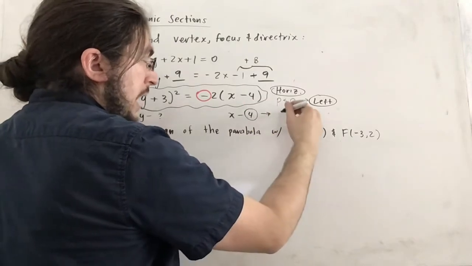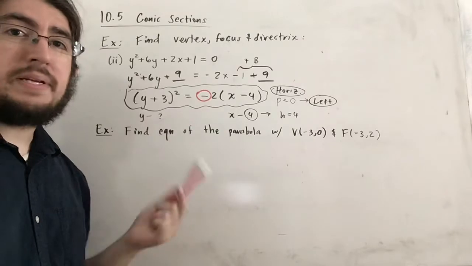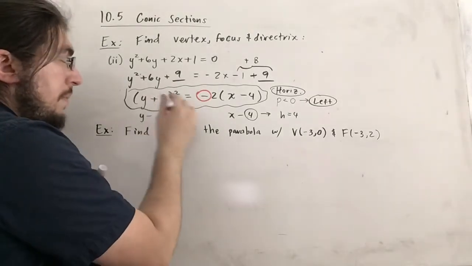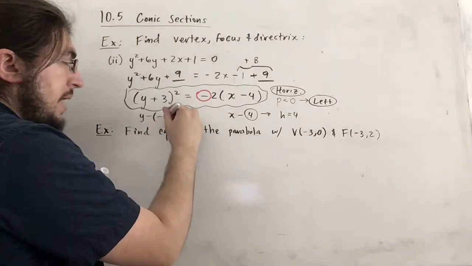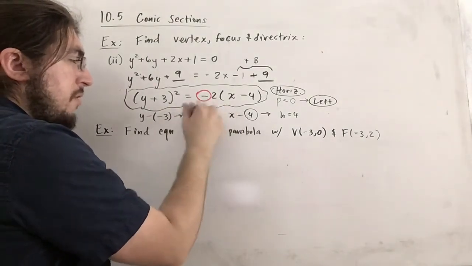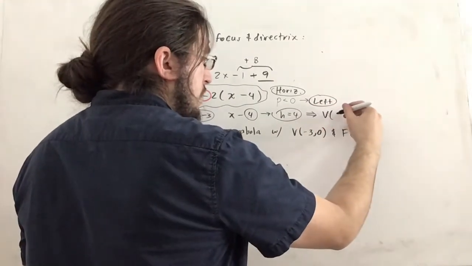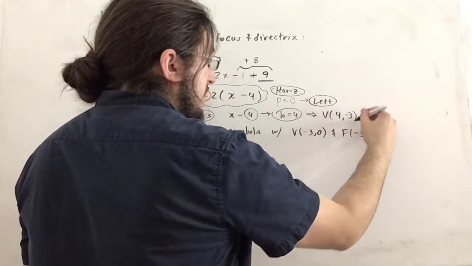So that means h is equal to 4, because remember, it's always x minus h, always y minus k. So now notice, y plus 3 is the same as y minus negative 3. So that means k is negative 3. Perfect. So now from both of these, we have the vertex is the point (4, -3). Awesome.